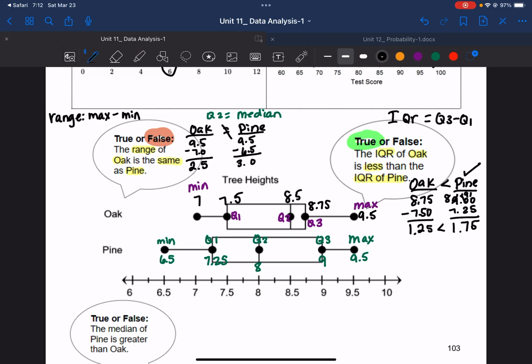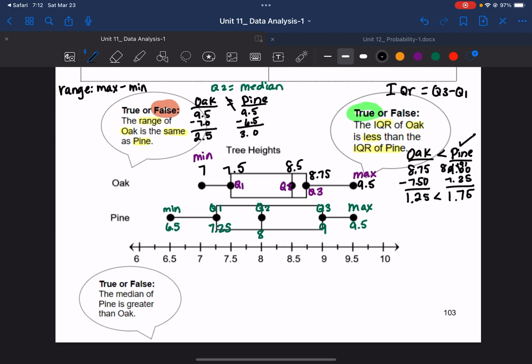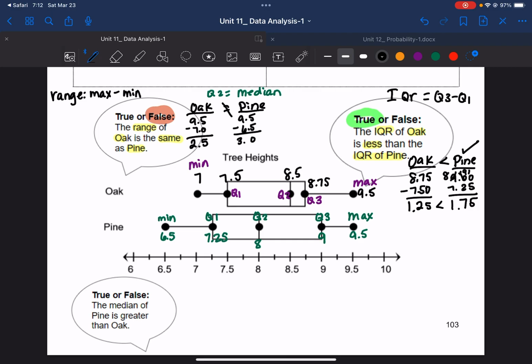All right, let's go to the last question. Now it's talking about median, okay? And median is Q2, okay, which is the middle of the box, okay? All right, so here is saying that the median of pine is greater than oak.